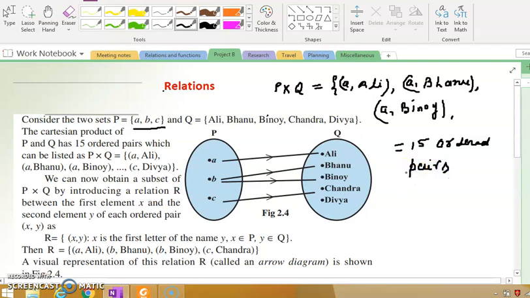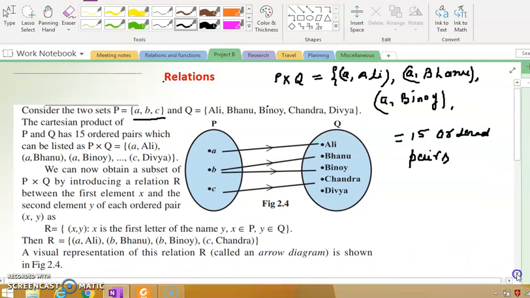But what is a relation, and how is the relation associated with the ordered pairs? Alright, so now we will understand what a relation is. A relation is like a condition, or you can say a rule, that applies among the set A and the set B. Let's take an example of a relation.